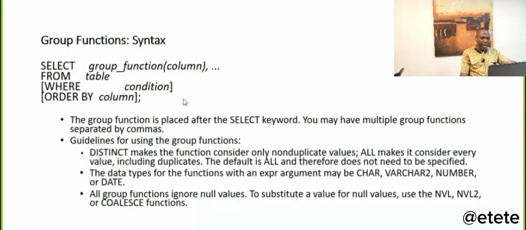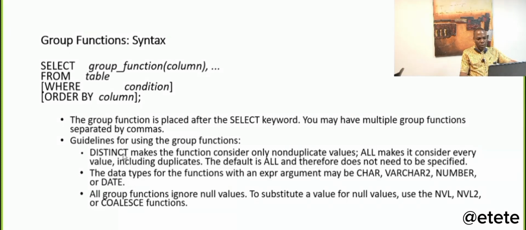Now, this is the syntax for a multiple row function. We have our select list, the select clause, from clause, the where clause, order by. You can see that the where clause and the order by are in square brackets, which means they are not compulsory. The mandatory ones you must always have are the select clause and the from clause. In the select clause, you supply the group function, and then you can supply the column. So the group function is placed after the select keyword. You may have multiple group functions separated by commas, as you are seeing.